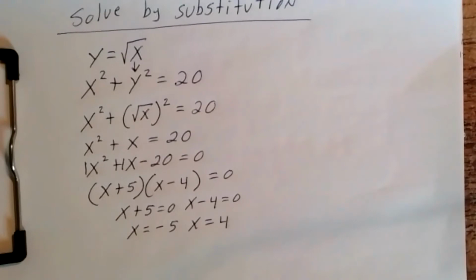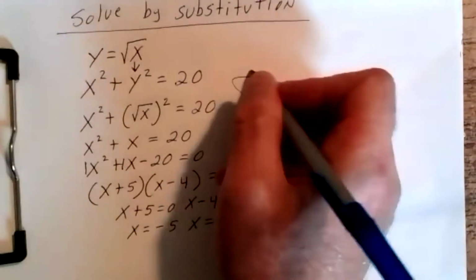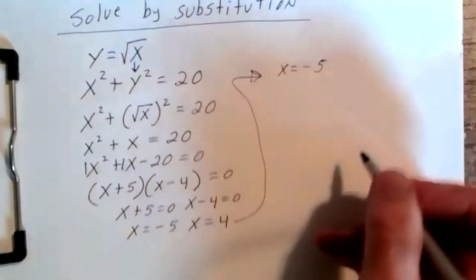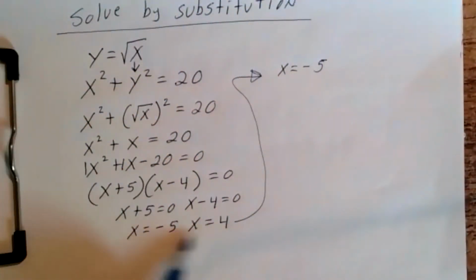Did anybody at least get this far on the problem? I did. All right, good. Now we'll find our solutions. Remember, they've got to be ordered pair solutions. Don't just get down here and call it quits, ladies and gentlemen. These must be ordered pair solutions. We've got to find the y coordinates for these x coordinates.